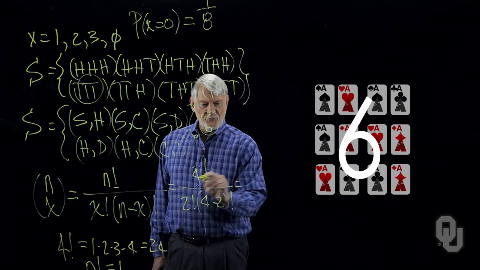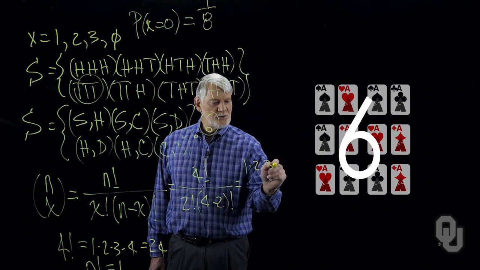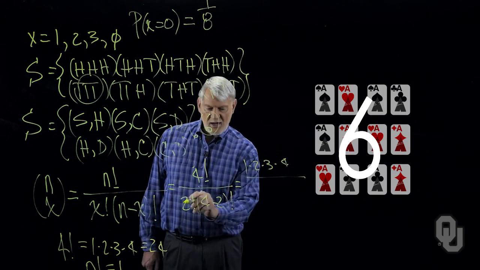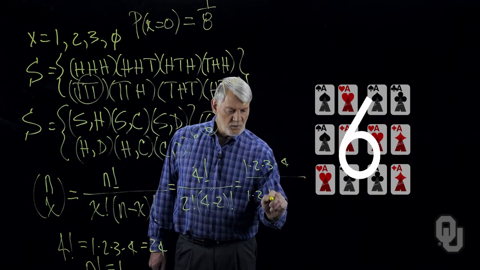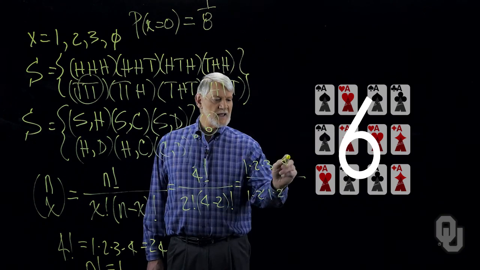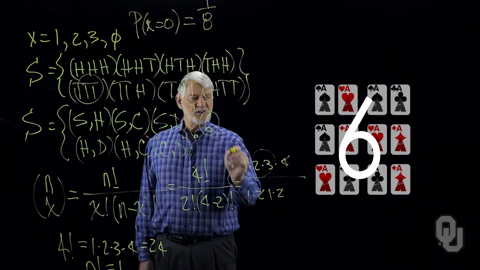How do I know that? 4 factorial is 1 times 2 times 3 times 4, divided by 1 times 2, and this is 4 minus 2, so that's going to be 1 times 2. 2 times 2 is 4. That cancels 4. 2 times 3 is 6.